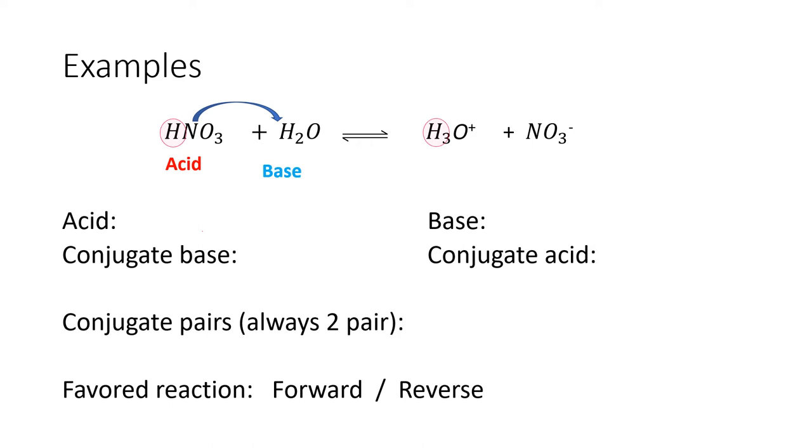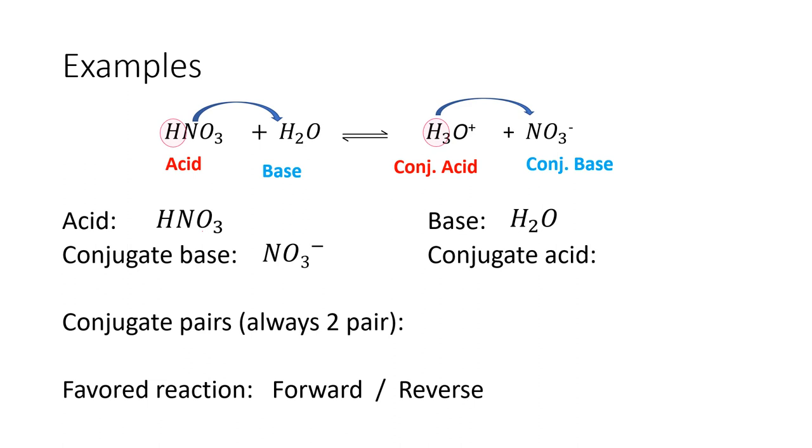On the other side, the hydronium, to go in the reverse reaction, would have to give the proton to the nitrate ion. So we've got our conjugate acid and our conjugate base listed. So again, we can label these. The acid would be HNO3, nitric acid. The base would be the water. The conjugate base would be your nitrate ion, and your conjugate acid would be your hydronium ion.